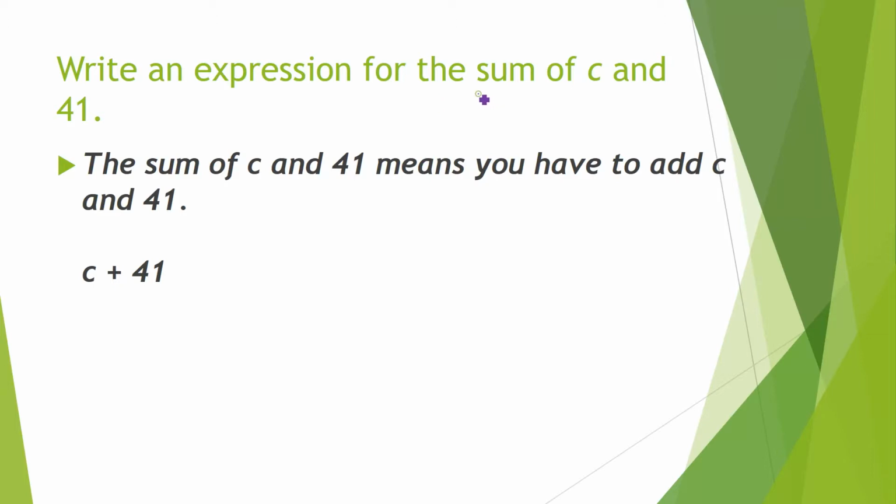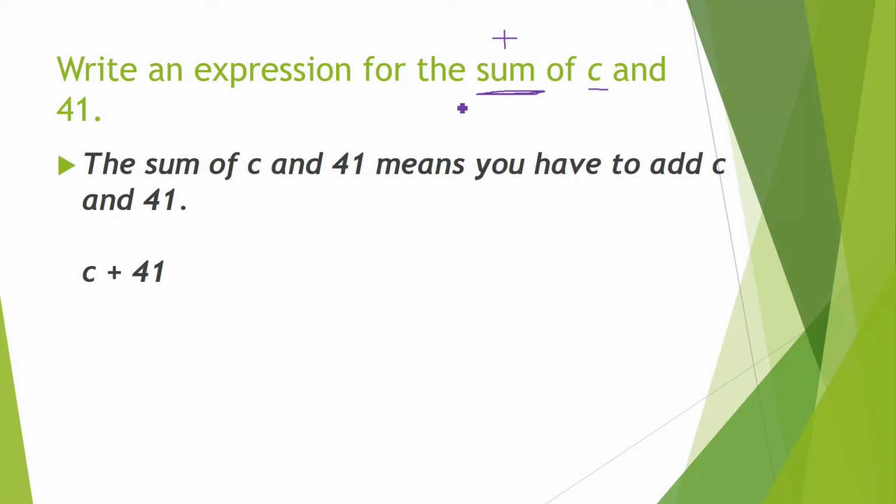First of all, you have to see what is the requirement of the question. The requirement is sum, and sum means addition, plus. And you have to write down the expression for the sum of C and 41. Means you have to add C. And what is C? C is the variable. We do not know the value of the variable in this lesson, but in the next lesson I will give you the value of C. Then you have to put the value of C, and then you have to find out the total. But here you just have to write down the expression.